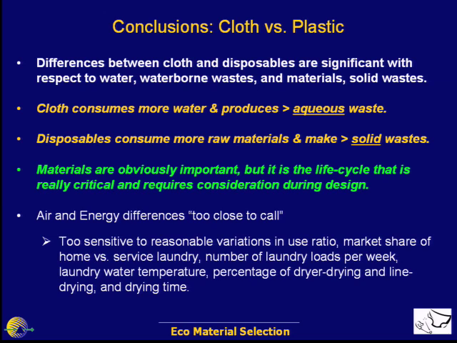And we have to be honest, when energy, air emissions, and other emissions in these material selection examples are too close to call, we have to call them exactly that. And where things are not included, such as impacts at the wastewater treatment plant, that also should be noted. All right? So too sensitive, and that's the last bullet point here, to reasonable variations in use ratio, market share of home versus service laundry. This issue of clothesline drying and water temperature really will drive these decisions.